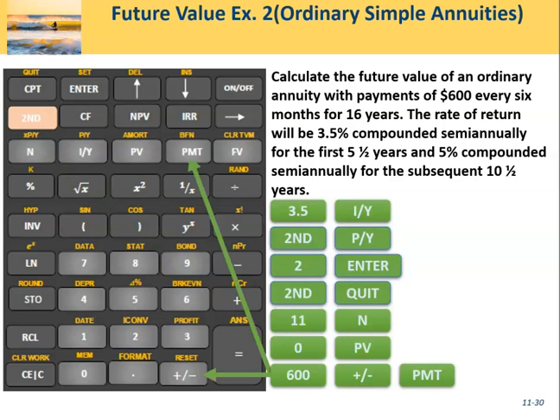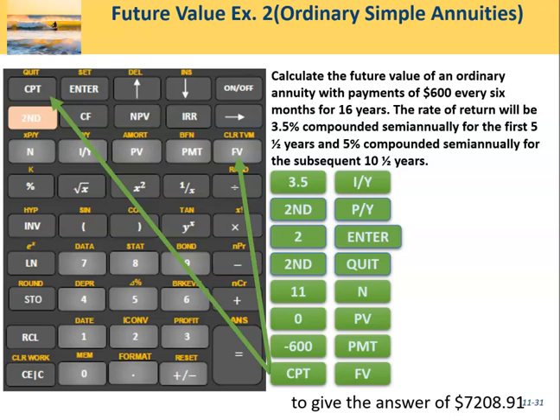And then our payment is 600, and you need the plus minus button to make it a negative 600 payment to give you an answer of $72,0891 for your future value.